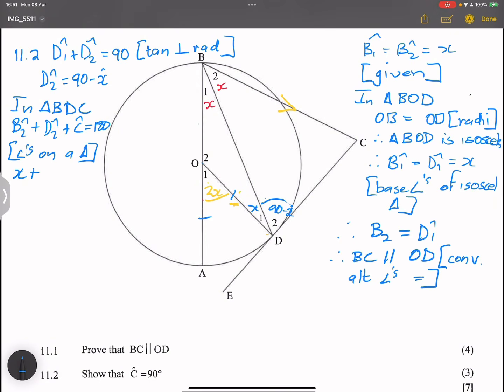We know the value of D2. That's 90 minus X, plus the value of angle C. And this is equal to 180. So if you notice, these two are going to cancel. So C will be 180 minus 90, and this is equal to 90 degrees. And so we've proven that angle C is equal to 90 degrees.